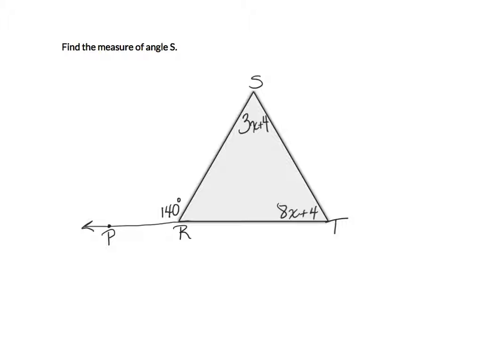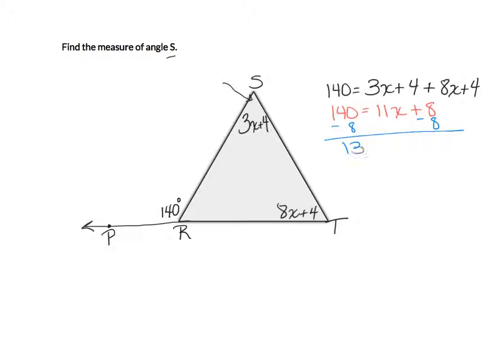Now for this problem, I'm asked to find the measure of angle S. So it's not going to be enough just to find the value of x. But before I can find the measure of angle S, I do have to find the value of x. So I'm going to use the exterior angle theorem again, and remember that the 140 degree exterior angle is equal to the sum of the two remote interior angles. So I'm asked to solve 140 equals 3x plus 4 plus 8x plus 4. So the first thing I'm going to do is gather like terms. I have 140 is equal to 11x plus 8. Obviously, I want to subtract 8 from both sides.